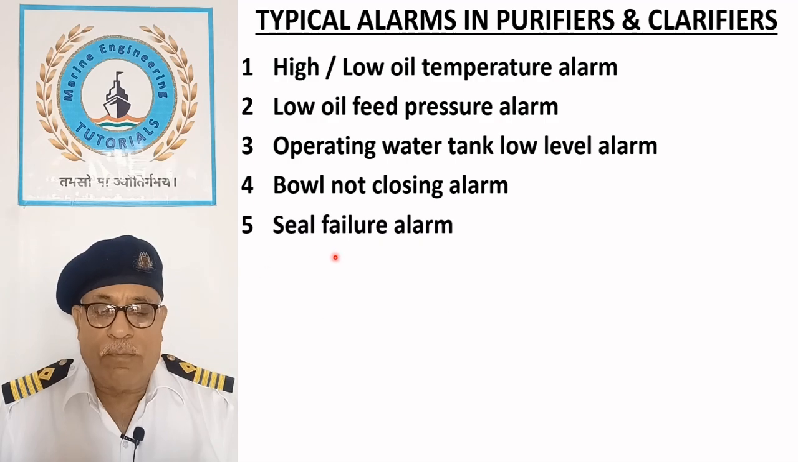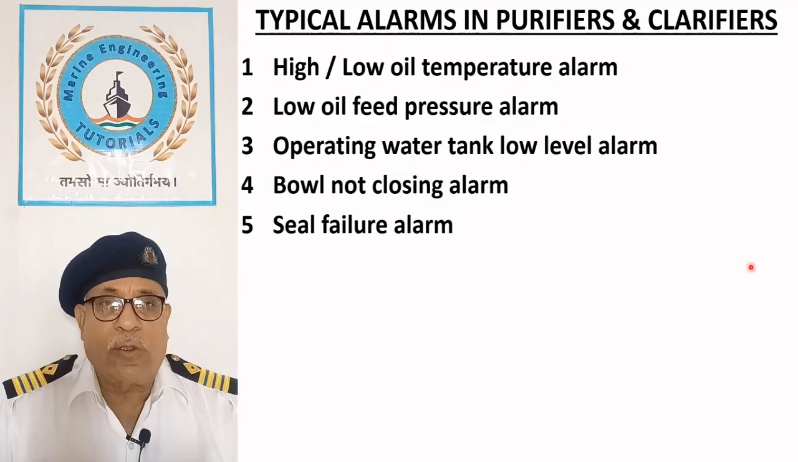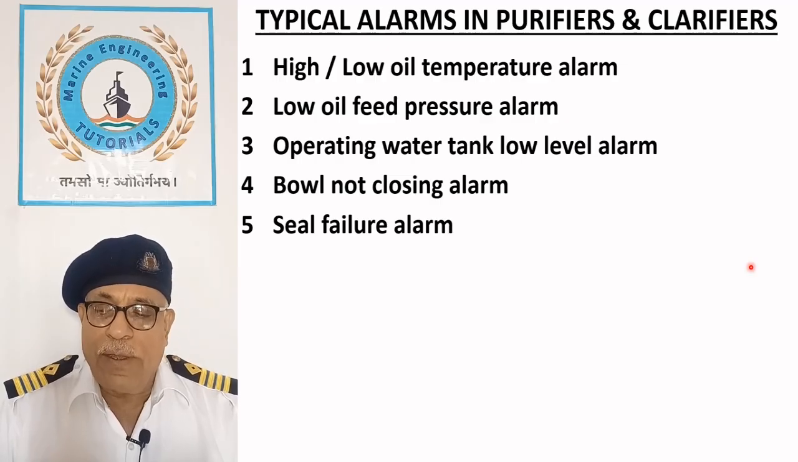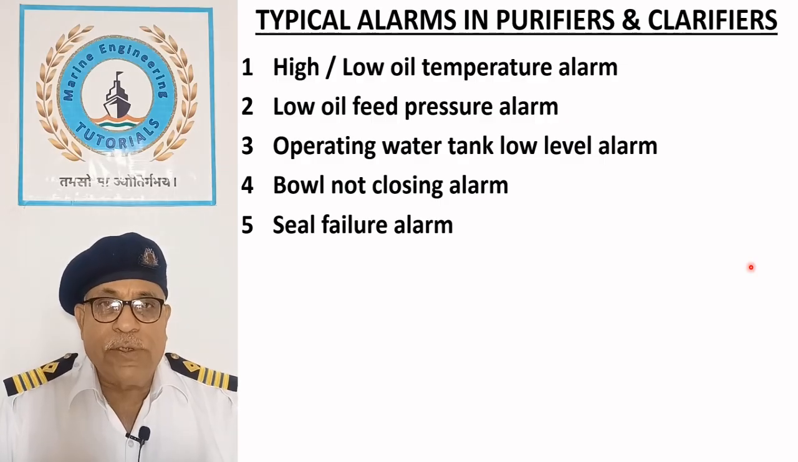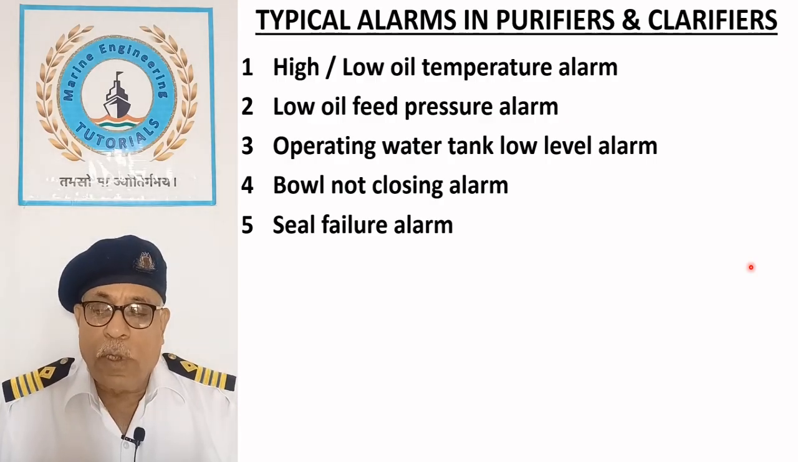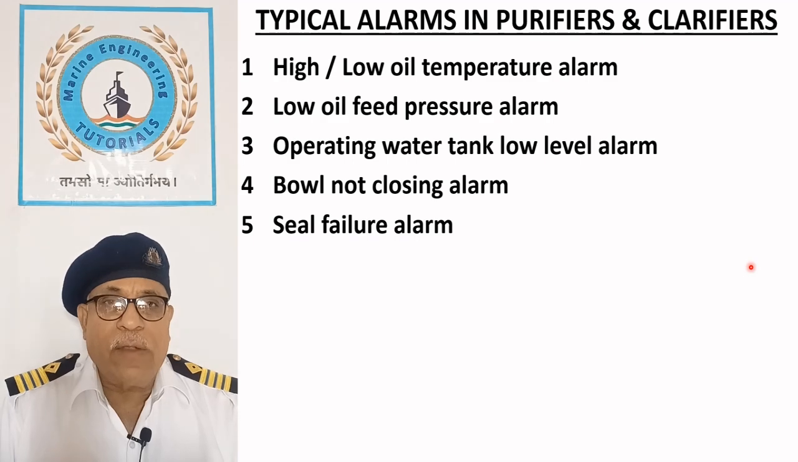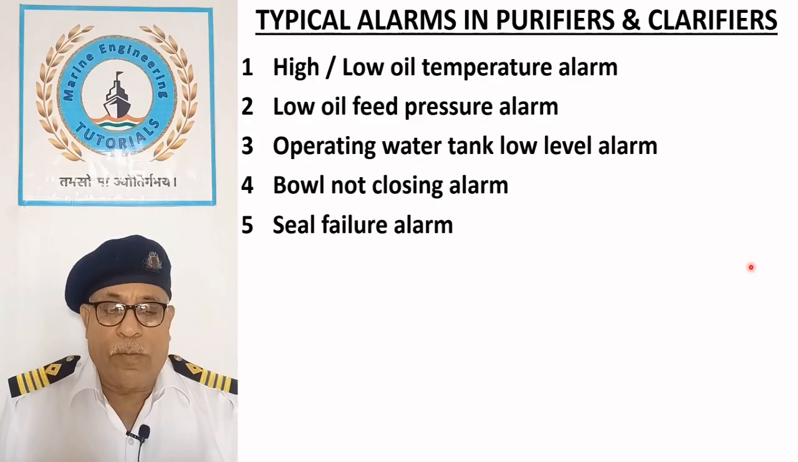Seal failure alarm. If the back pressure in the clean oil outlet falls below the set point, a seal failure alarm is initiated. At the same time, the three-way valve automatically shuts off the oil feed to prevent oil loss. The likely causes include leakage of sealing water, high operating temperature, incorrect feed rate, or heavy rolling or pitching of the ship.